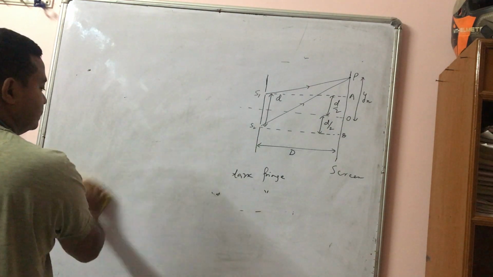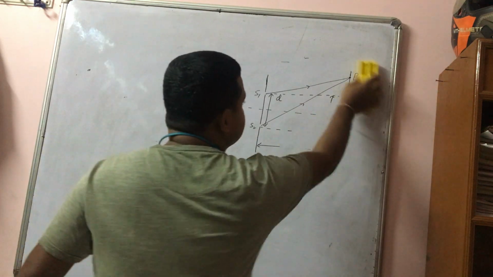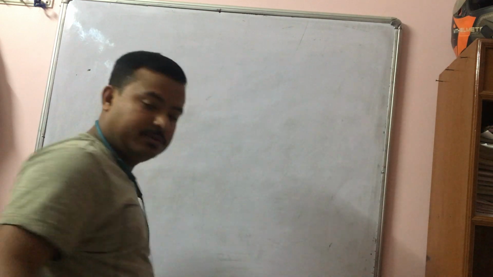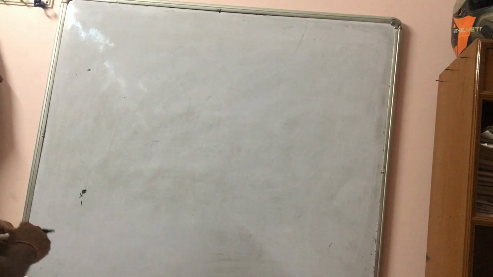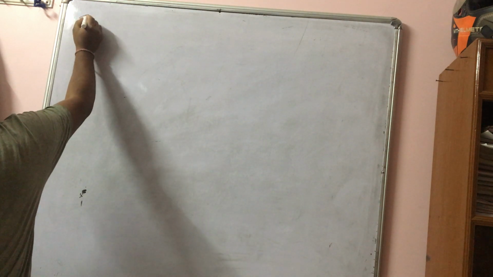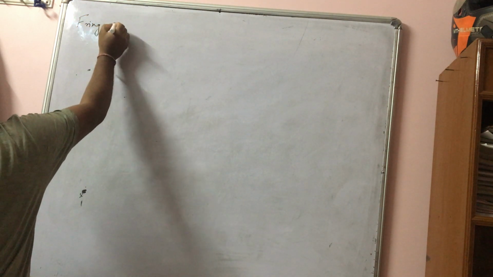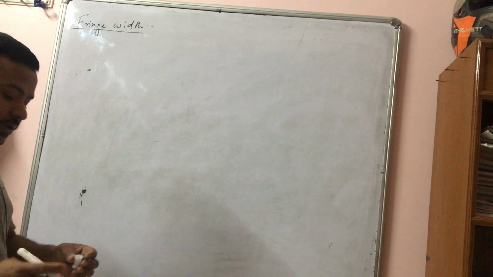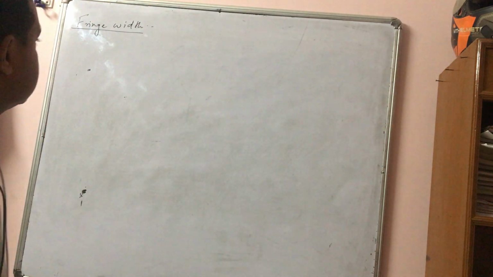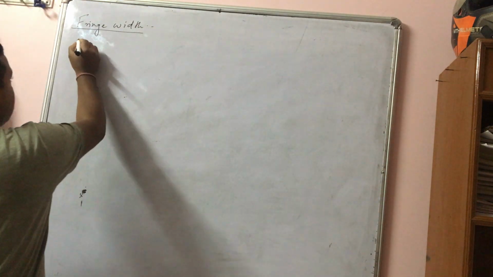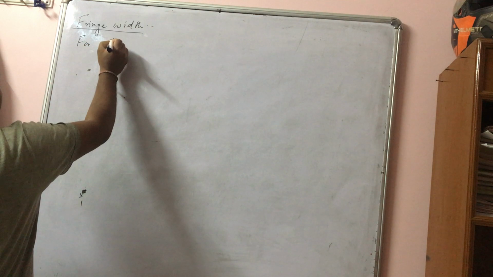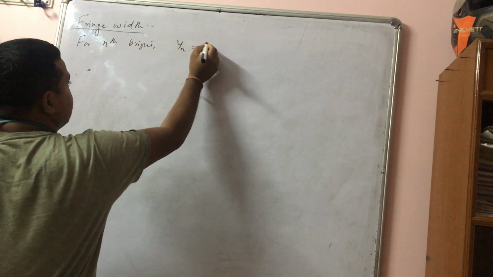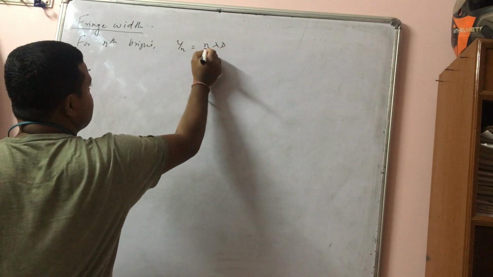So next, let me find out the fringe width, the width between any two successive bright or dark fringes. Now what is fringe width? If we see the positions of the nth bright and dark, you will find that for the nth bright, the formula is y equals n lambda D by d.